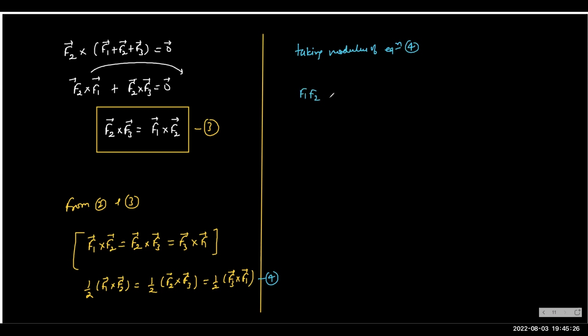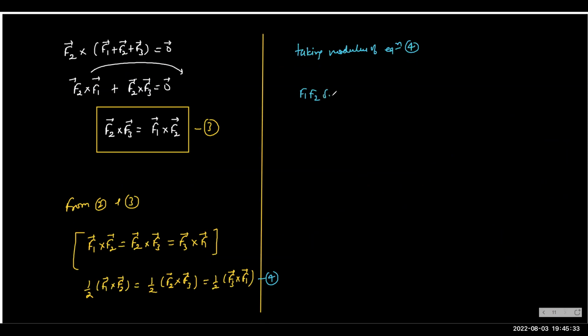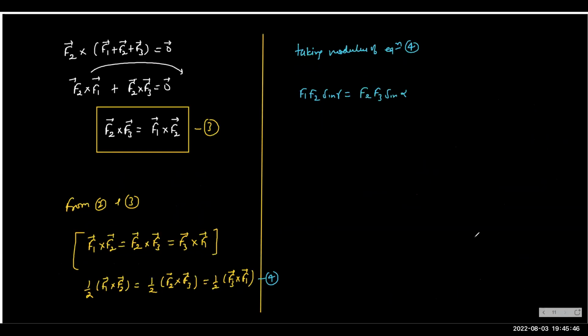I'm just writing. What is the angle between F1, F2, guys? Gamma. F2, F3? Tell me. Alpha, I think. 2 and 3 is alpha. Yeah. And the last is F3 and F1. I can attach beta. Okay. So, all right. So you got the answer.